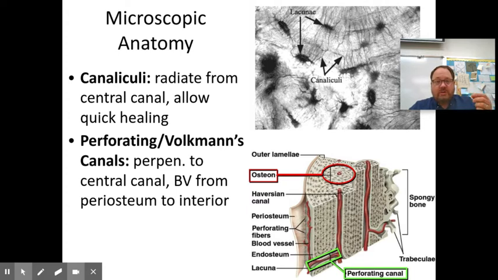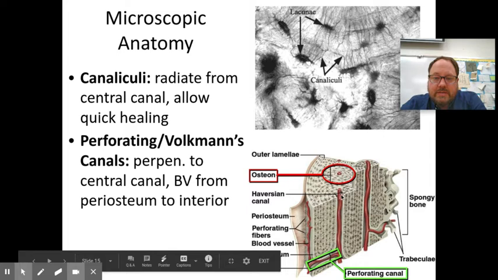Those little channels are called canaliculi, okay? So I think canaliculi, like little canals. So canaliculi are the little canals between the lacunae. They're like little alleyways between streets. And what that does is it provides connection between these cells so nutrients can diffuse.